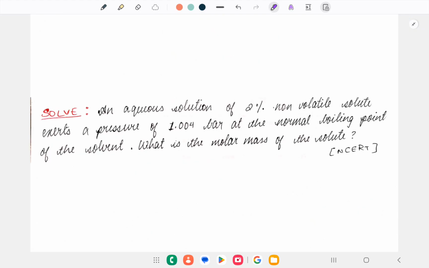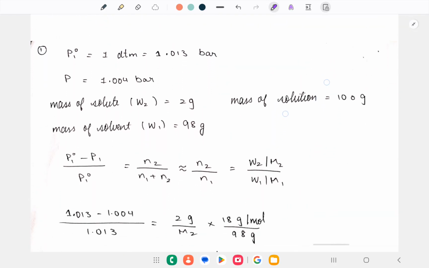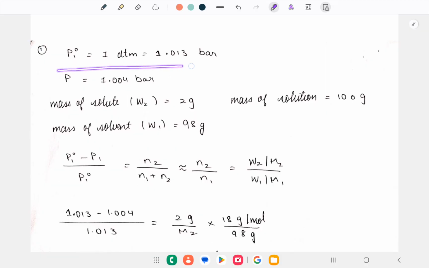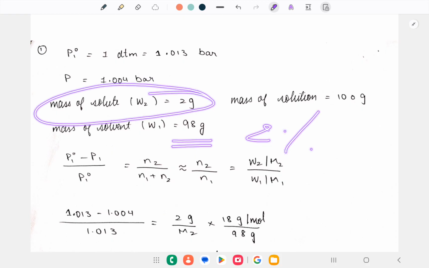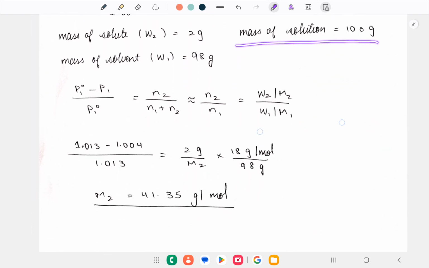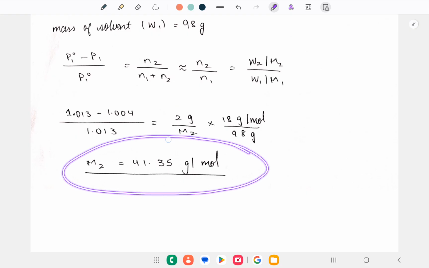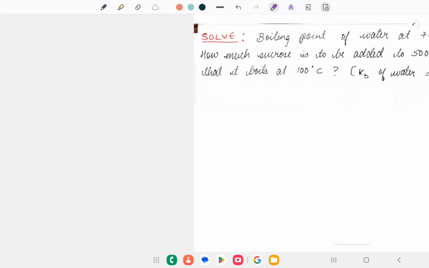So now we will solve the questions. The question is that an aqueous solution of 2% non-volatile solute exerts a pressure of 1.004 bar at the normal boiling point of the solvent. What is the molar mass of the solute? So the answer is, we already know the vapor pressure of the pure solvent and the vapor pressure of the solution, and the mass of the solute is taken to be 2 grams. Mass of the solvent is 98 grams because 2%. So we have 2 grams of solute and 98 grams of solvent, the total mass of solution being 100 grams, and using the formula we can find out the answer to be 41.35 gram per mole.